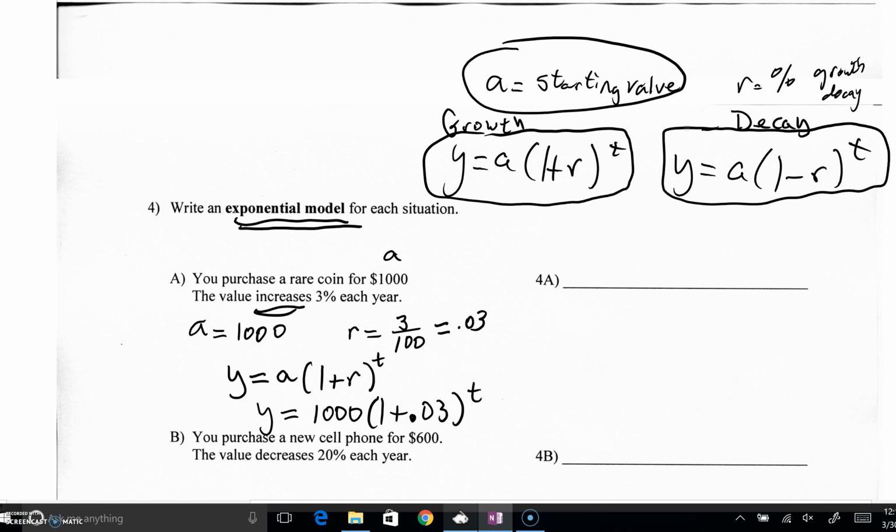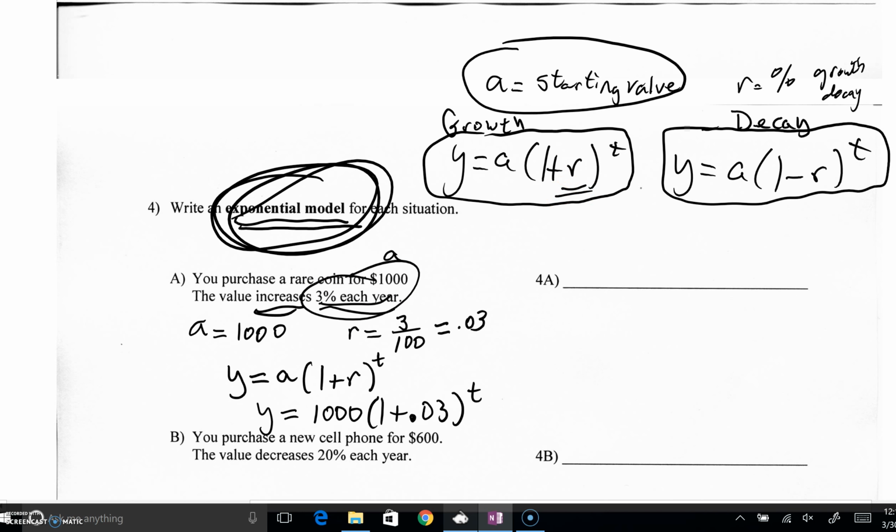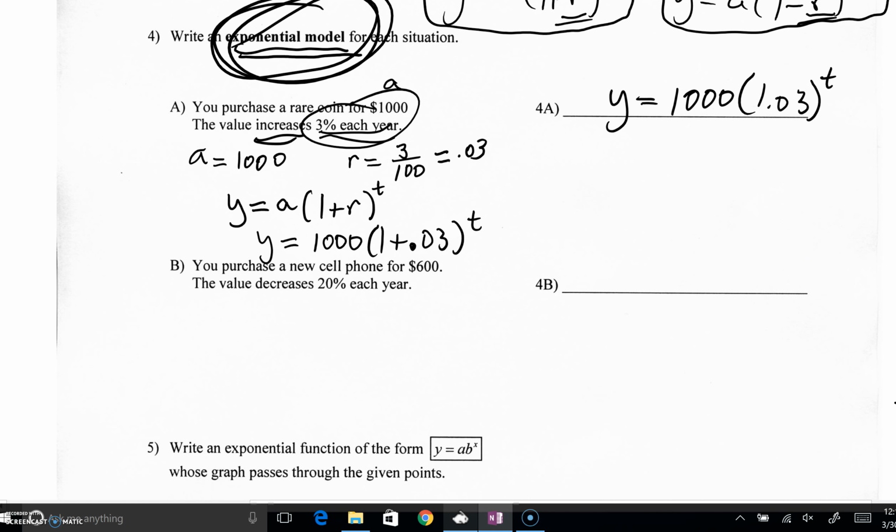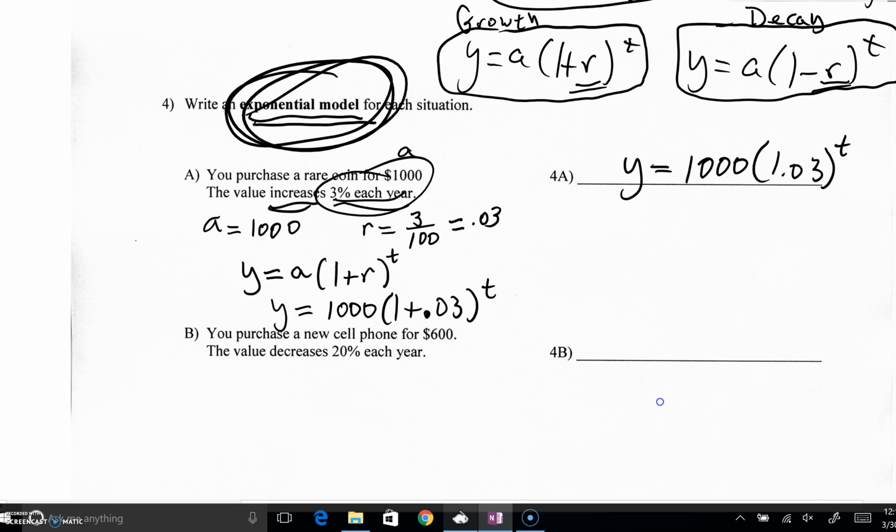Now in the past, we'd actually plug in a specific t also, like after 5 years, how much would this coin be worth? That's where we'd let t equal 5. But for a model, even though this is a 3% each year, it's not like we're going to let t equal 1. This is just a general model. The r is always a rate of a percent for each individual year. So we're going to get this basic equation. We're going to have y equals 1,000 times 1.03 to the t.